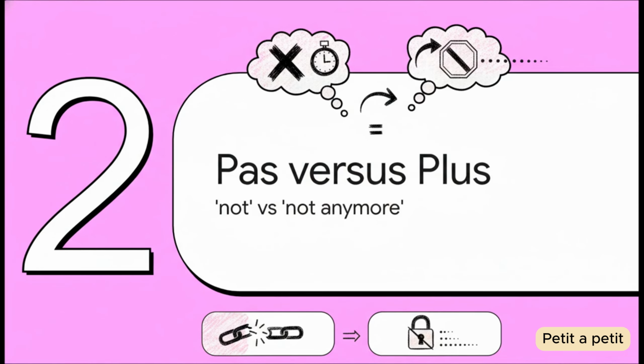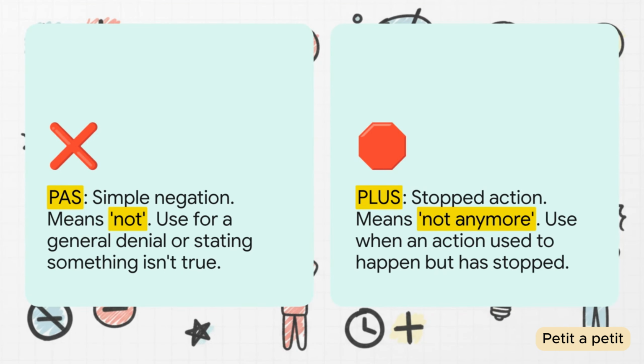Okay, so you've got the basic sandwich down. Awesome. Now, let's level up. What happens if we swap out one of the ingredients? If we take out pas and put in plus instead, we can totally change the meaning of the sentence. So here's the deal. Pas is just your standard, everyday not. It's a simple denial. But plus, oh, that one's got a story to tell. It adds a sense of time. It means not anymore or no longer. It's telling you that something used to happen, but now it's stopped.